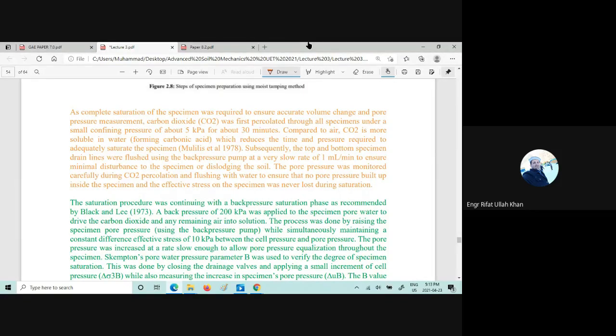1978. Subsequently, the top and bottom specimen to ensure minimal disturbance to the specimen or dislodging the soil.